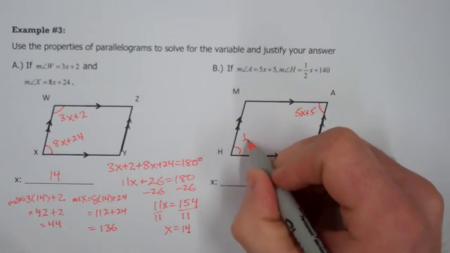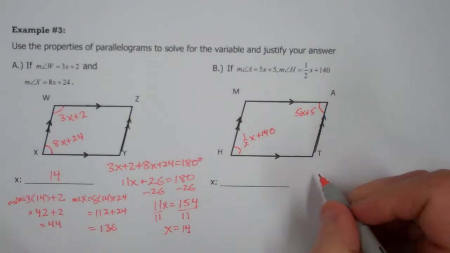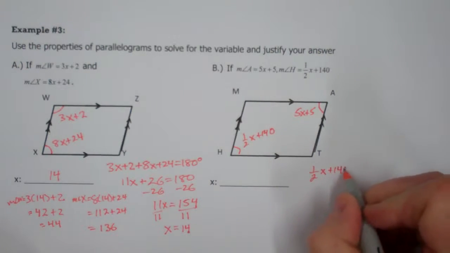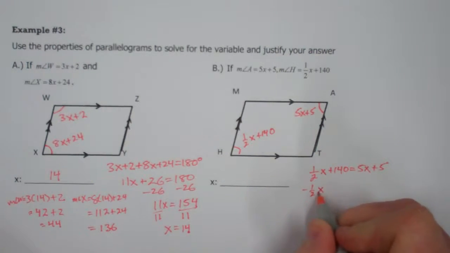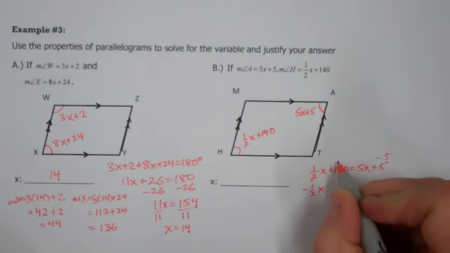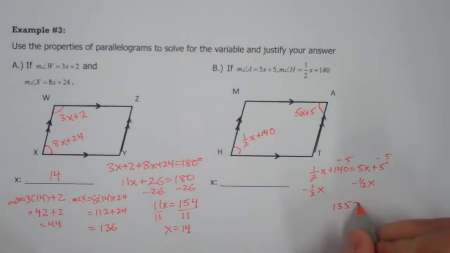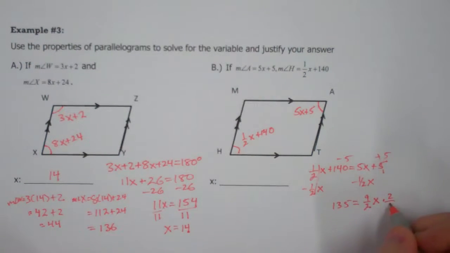Here we're told that the measure of angle A is 5x plus 5. The measure of angle H is 1/2 x plus 140. Well, A and H are the same measure, or they're congruent, so we can set 1/2 x plus 140 equal to 5x plus 5. We'll subtract 1/2 x here, and then we'll subtract 5. So if we do that, we've got 135, and I'm going to change that 5 into a 10 over 2, and subtract 1/2 would give us 9 over 2. And we could multiply by the reciprocal, which would be 2 over 9.